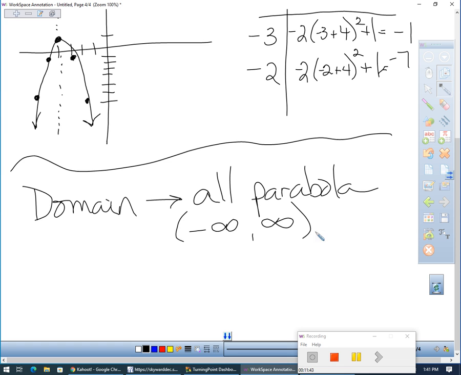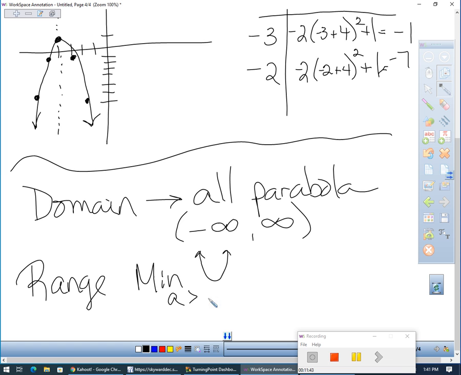The range, however, can be 2 things. The range, if it is a minimum, which means that it is opening up, right? That's because A was greater than 0 or positive. If it is opening up, your range goes from your k value to infinity.